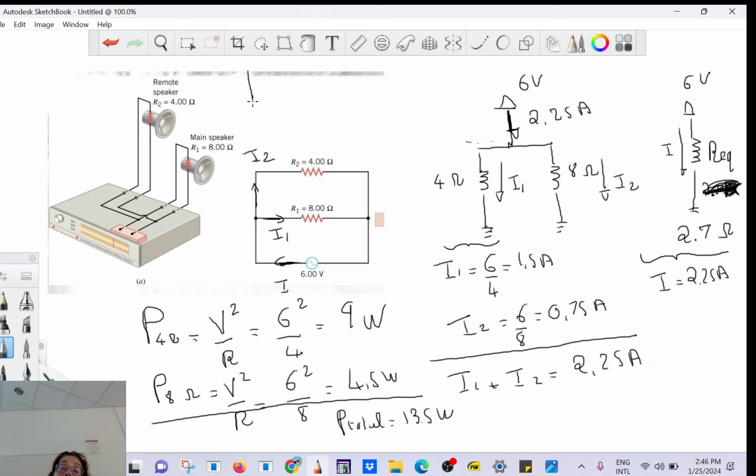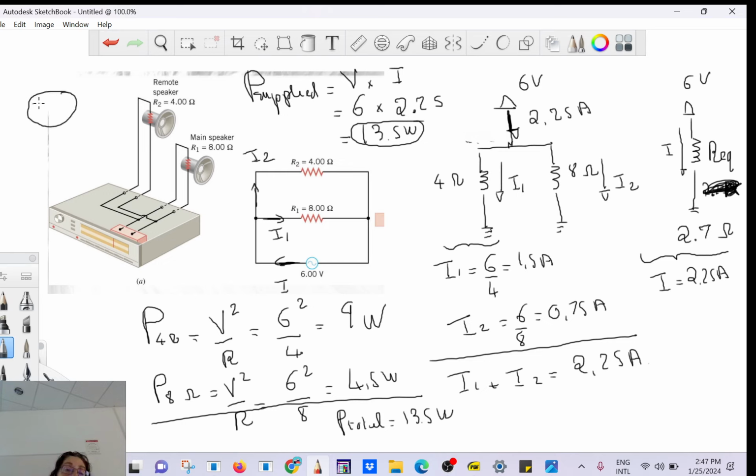Let's find the power supply. So let's do V times I. What's the voltage across the power supply? 6. What's the current going through your power supply? 2.25. Very good. And what do you get? 13.5 watt. Okay, so whatever goes in comes out, right? So input equals output, conservation of energy.